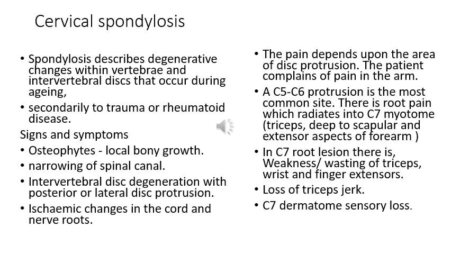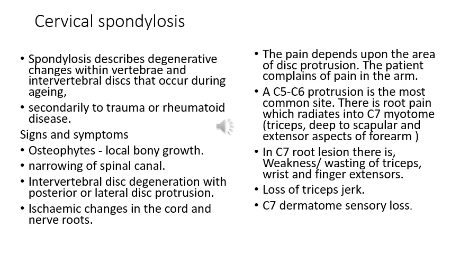And symptoms include osteophytes present as local bony growth, which can be found in radiography. Then congenital narrowing of the spinal canal is seen. Then intervertebral disc degeneration with posterior or lateral disc protrusion. So disc protrusion is seen, where part of the disc is protruded posteriorly or laterally. Then ischemic changes in the cord, and the nerve roots are also changed, with loss of blood supply in that area.